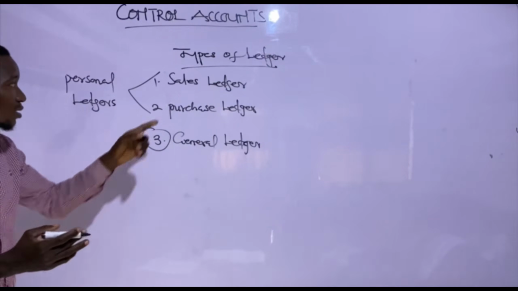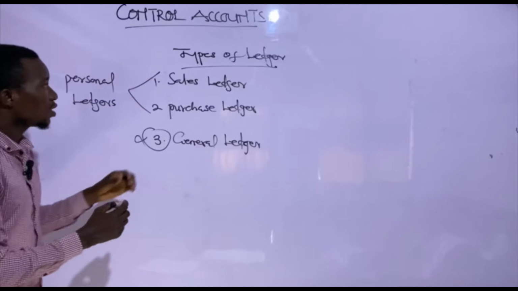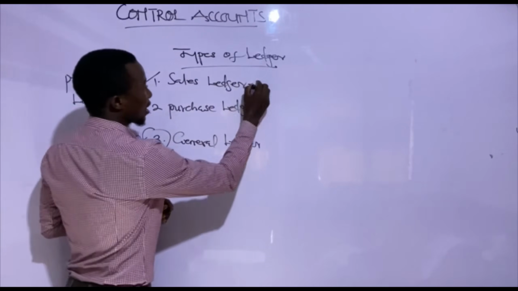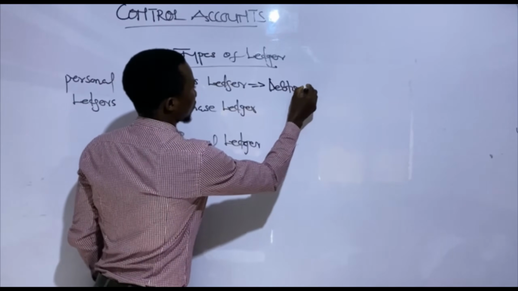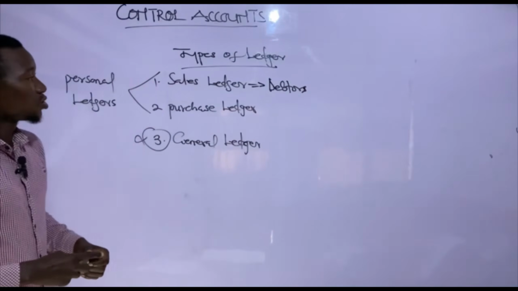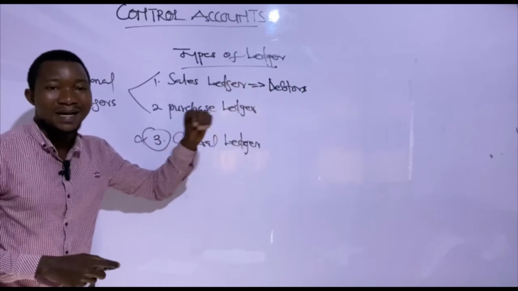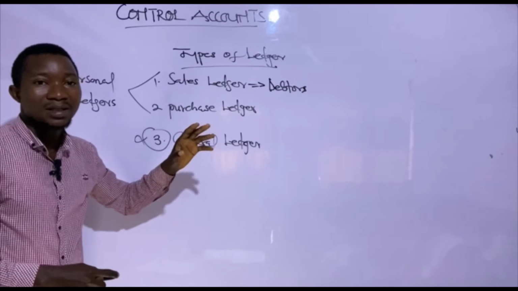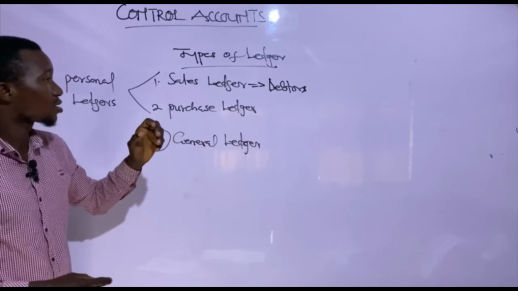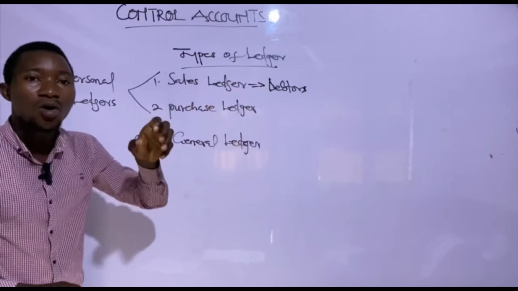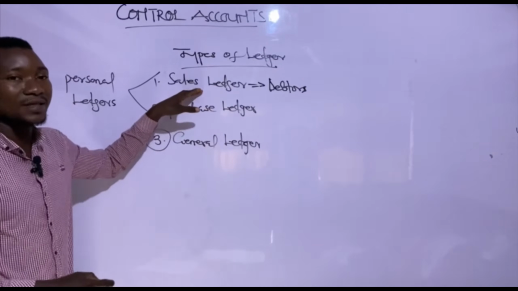So what are these two ledgers? Sales ledger contains accounts of debtors. So debtors are credit customers. They are customers that the business sold goods to on credit. So all those customers are called debtors, and all the accounts are found in the sales ledger.